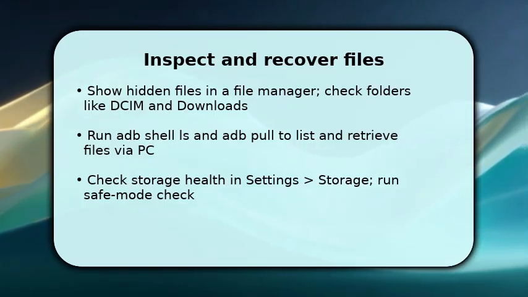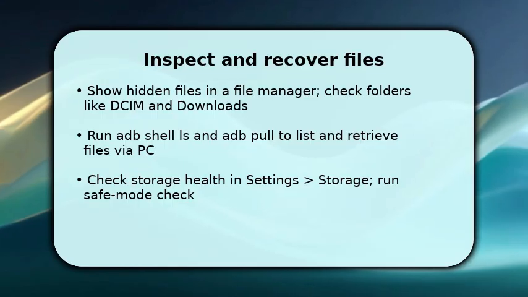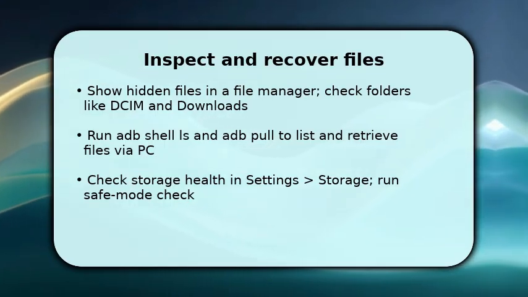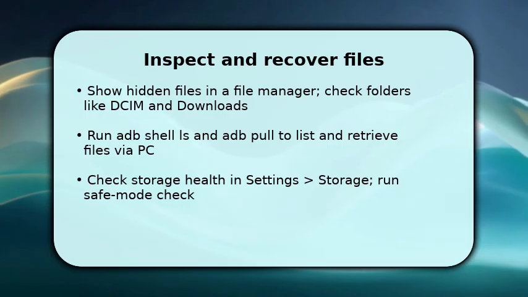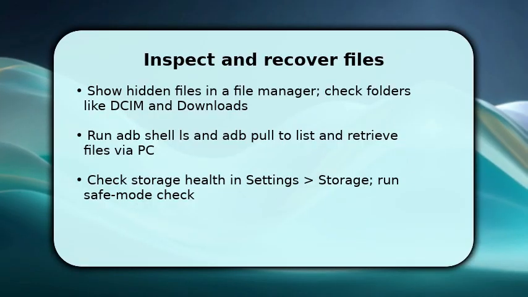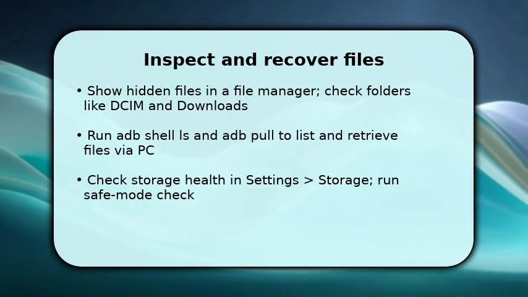First, open a file manager and enable Show Hidden Files to reveal misplaced items. Look in DCIM, Downloads, and Android/Media. Next, use ADB from your PC. Run an ADB shell ls to list directories and an ADB pull to copy important files if visible.